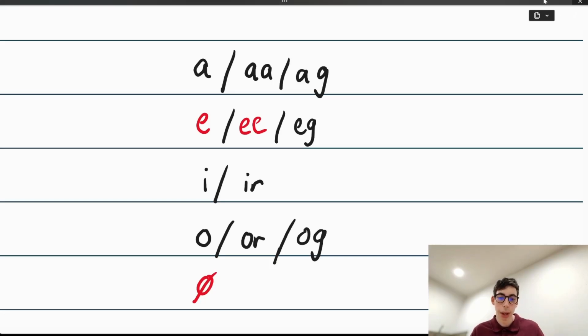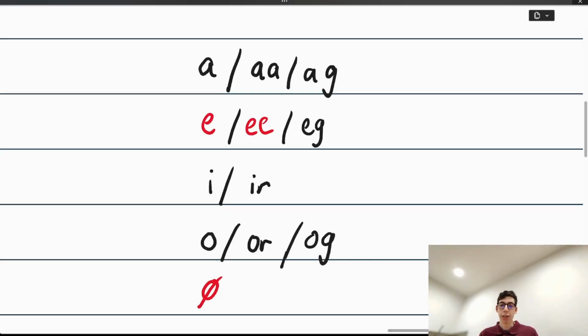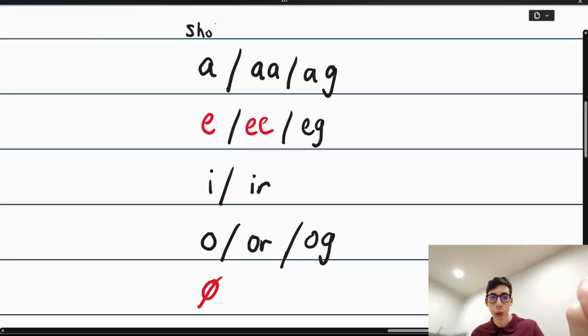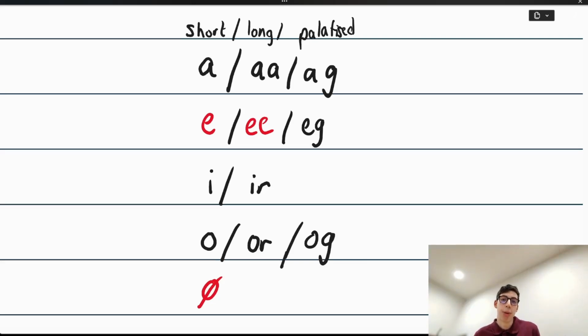And sorry if it's lagging, by the way, for those who are watching live. So you may notice that they've got kind of slashes. So there's kind of 3 columns. These are basically, let me make my pen smaller. I think it'll be easier. There we go. So these are the short, the long, and the palatized vowels. You don't need to know these names, but it'll probably help you if you do.